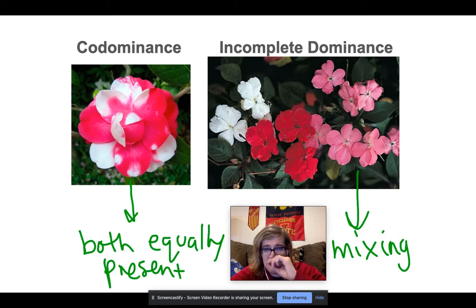All right, and then of course in incomplete dominance we have a mixture. So these look like impatiens to me. So they mixed these white flowers and crossed them with red flowers, and if they turn out to be pink, it's incomplete dominance.